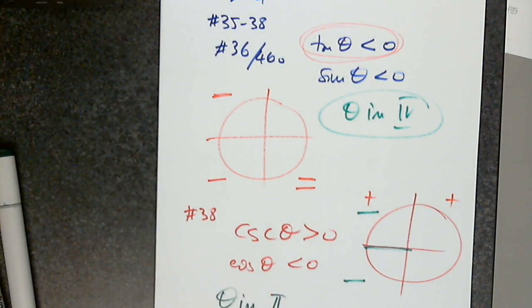Moving on to the next set. 39 through 44, please. Write the first trig function in terms of the second one. 40. 40.